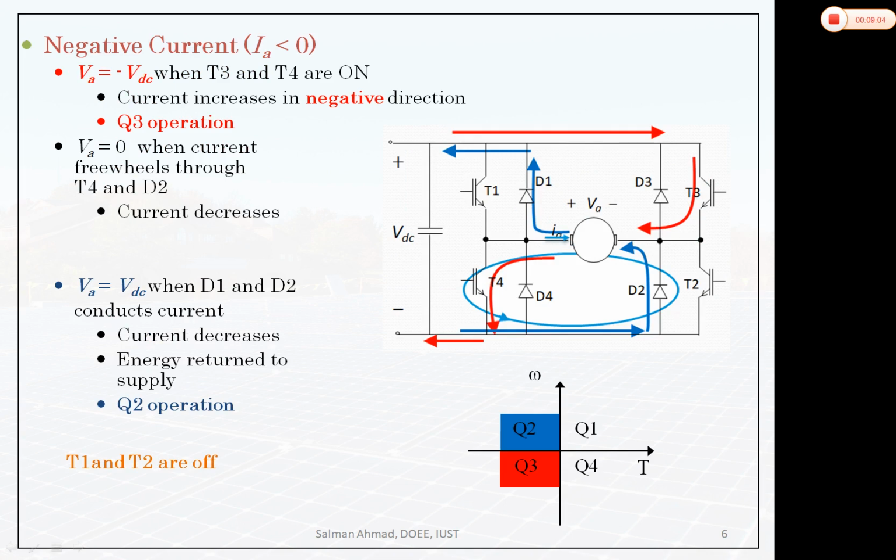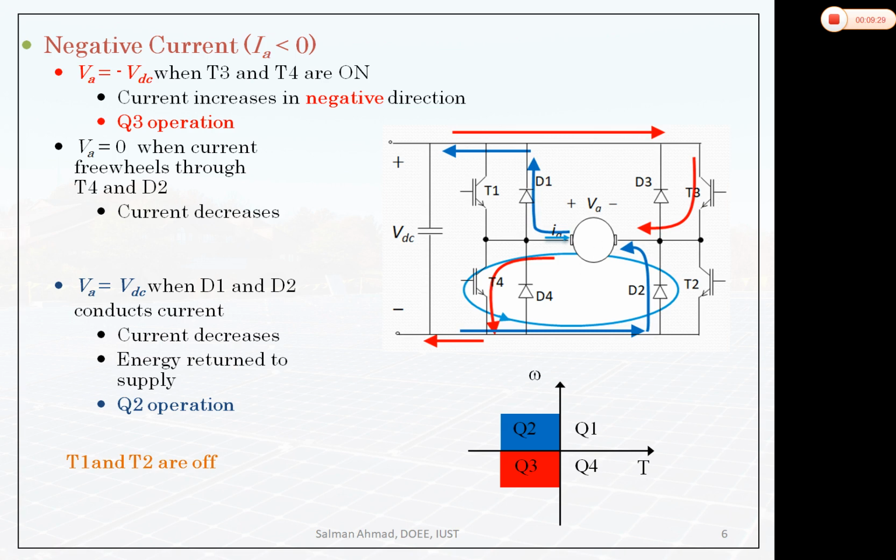Similarly, we can explain what the negative current operation will be. If we are taking negative current, that means the current will enter from this side into the negative terminal of the motor. So now we have T3 and T4 turned on, so T1 and T2 are kept turned off. So T3 and T4 are turned on.